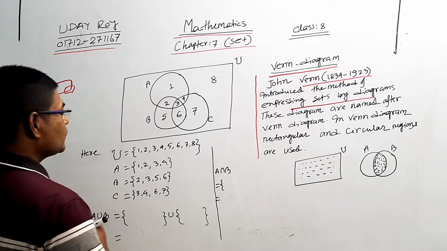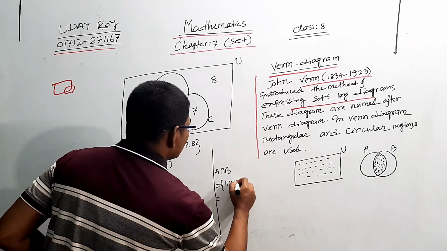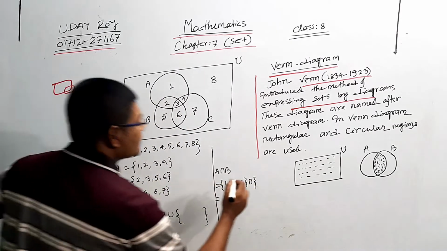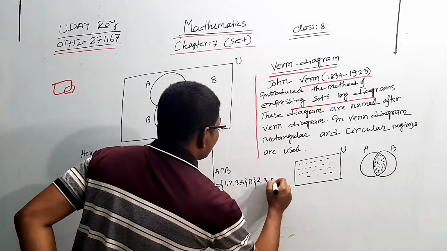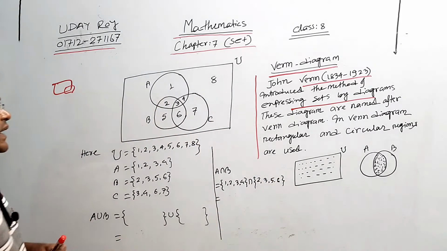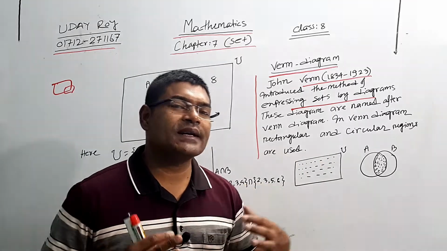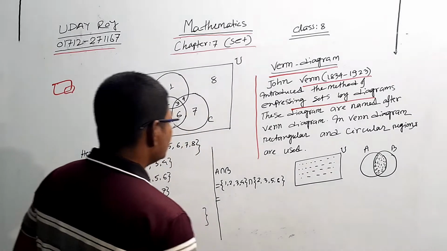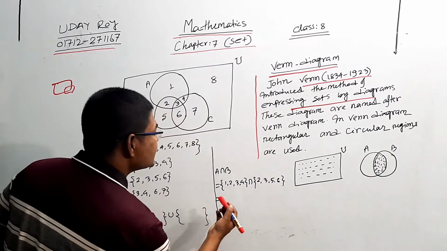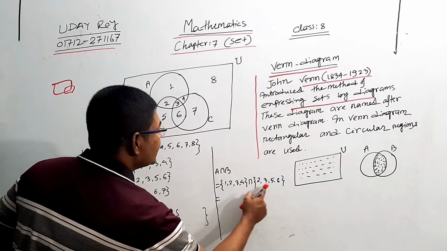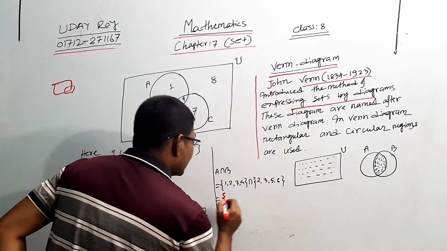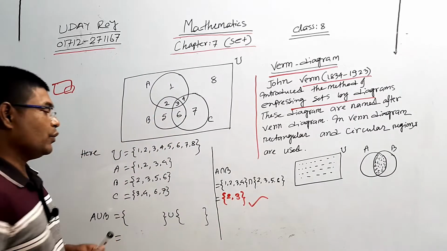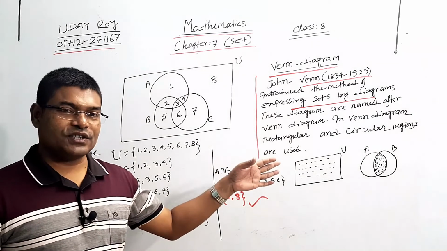And here 1, 2, 3 and 4 intersection B equal 2, 3, 5, 6. So intersection, already we all know intersection means common. So you can find out common terms. Here common is 2 and 3. You can find out easily. Here is 2, here is 2, here is 3, here is 3. So we have got A intersection B equal to 2 and 3.